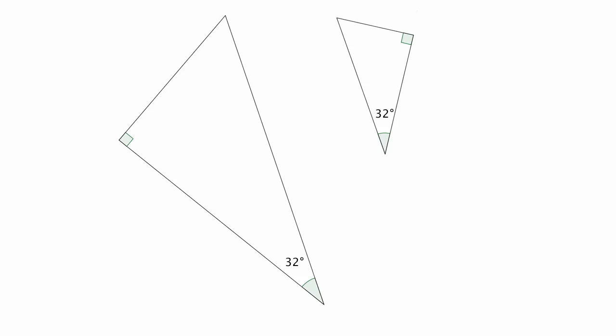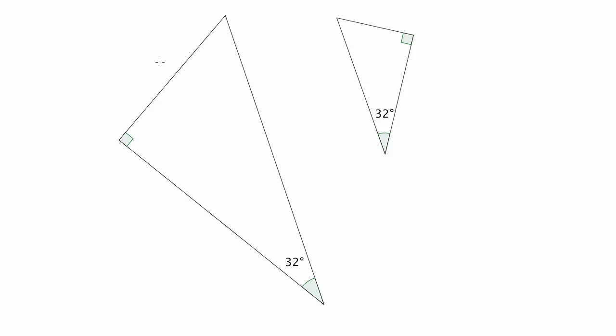These two triangles are similar. How do I know? Well, they're both right, and they both share a 32-degree angle. That means the third angle in both triangles is 90 minus 32, or 58 degrees. So they share all three angles. That makes them similar.